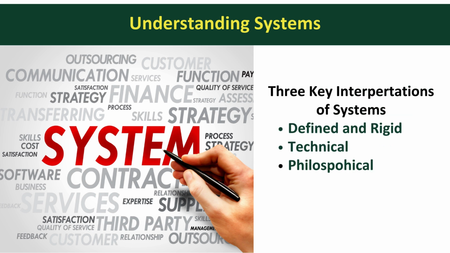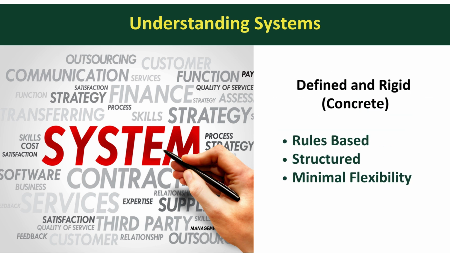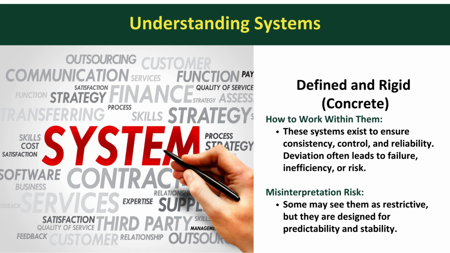Three key interpretations of systems. A. Defined and rigid systems, concrete systems. These are rule-based, structured, and operate with minimal flexibility. Examples: accounting frameworks, compliance policies, manufacturing processes, chain of command hierarchies. How to work within them: these systems exist to ensure consistency, control, and reliability. Deviation often leads to failure, inefficiency, or risk. Misinterpretation risk: some may see them as restrictive, but they are designed for predictability and stability.